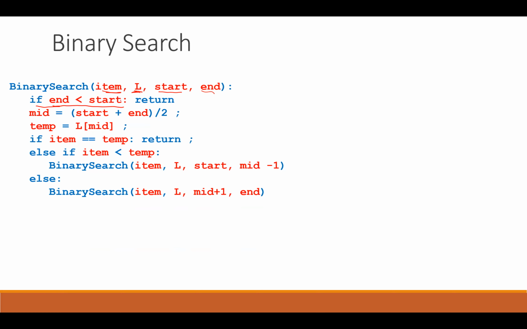If end is less than start, I'm not going to explain all the details, but this is essentially a list of length 0. Right, so if that happens, I know it's an empty list. I haven't found what I'm looking for. I can simply return. Otherwise, I compute the midpoint. The start of where I'm looking plus the end divided by 2 is the midpoint, plus or minus 1. And then I make a copy of whatever I find there.